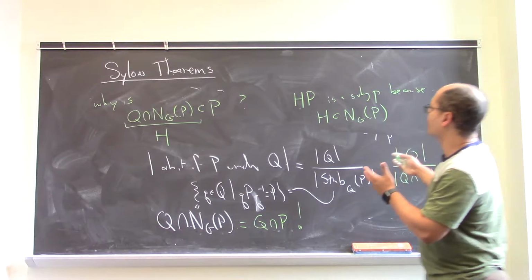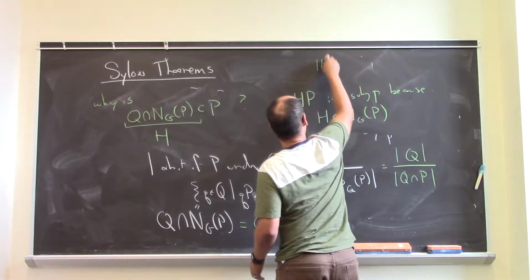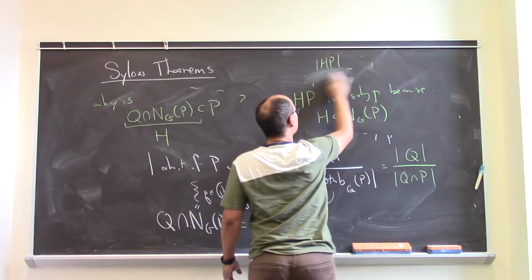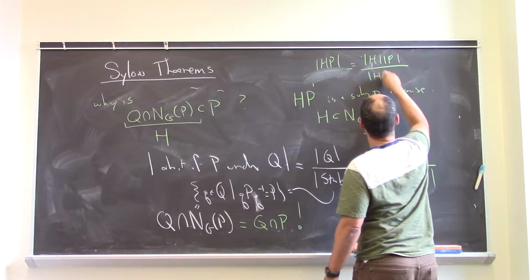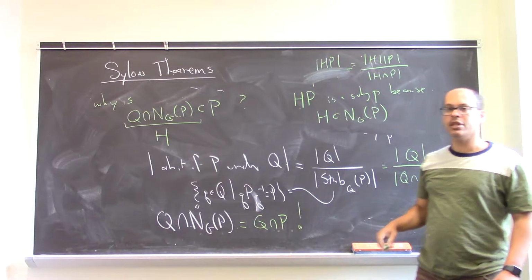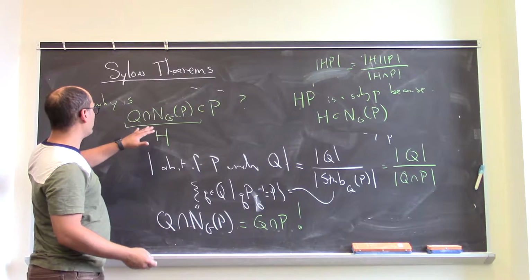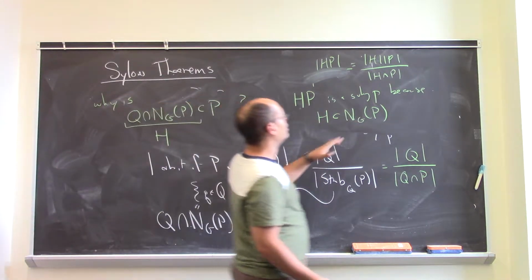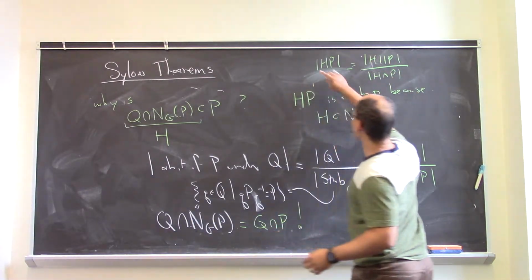And well, what do I know about it actually? I also know its order, right? So the order of HP, as we've seen previously, is the order of H times the order of P divided by the order of H intersect P. And everything in sight is a power of P, right? Because Q is a P group, so H, which is inside a P group, has order a power of P. So everything on top is a power of P. I divide it by something, I still have a power of P. This is a power of P.